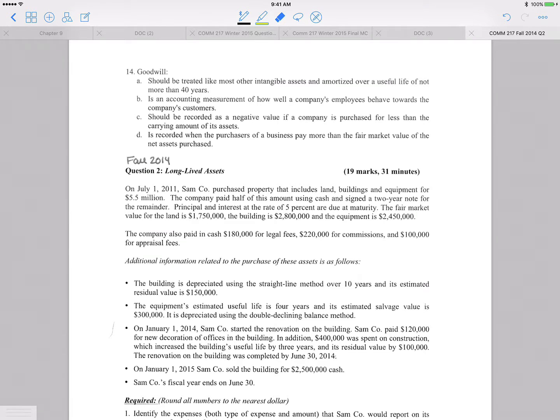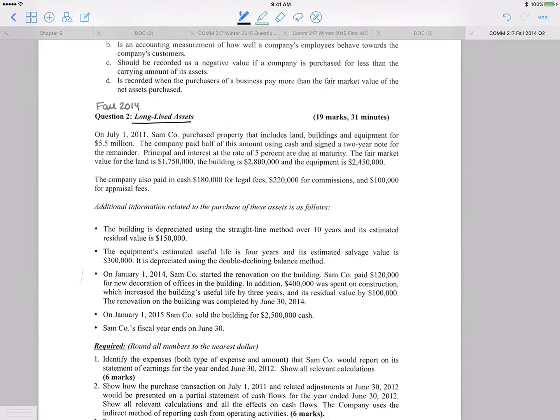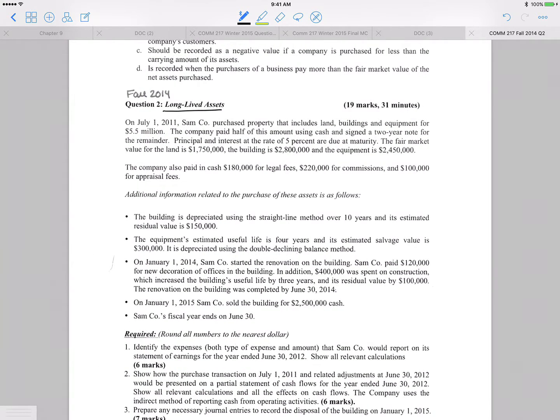Hello everyone, today we're solving question 2 from the fall 2014 COMM 217 midterm examination. And this question has to do with long-lived assets. It's 19 marks for 31 minutes. Okay, so let's just get an overview of what this question is all about.